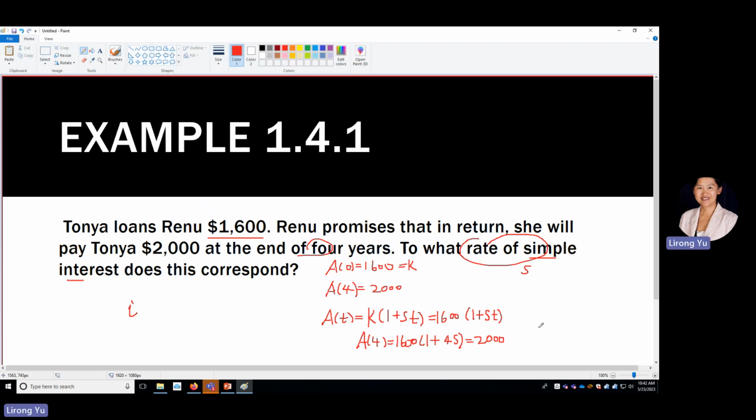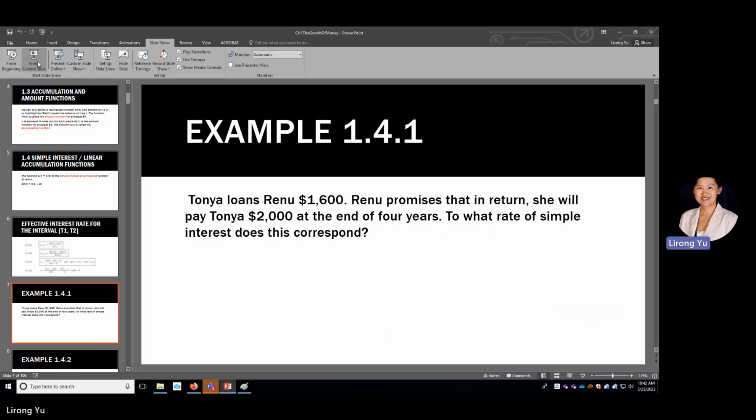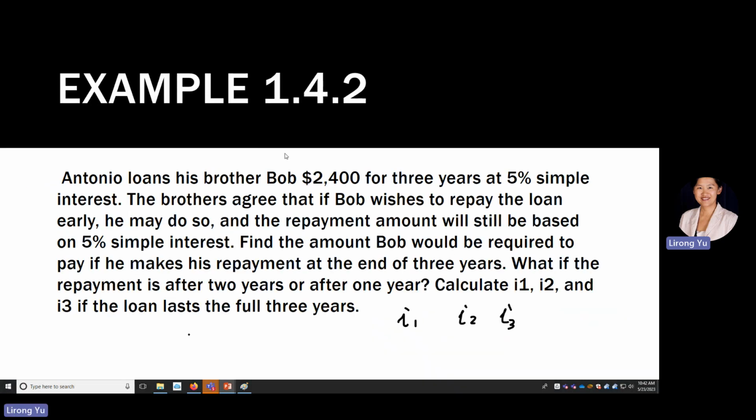All right, solving this equation, we'll be able to find the simple interest rate, which is s. s is equal to 2,000 divided by 1,600, then minus 1. That gives us 4s, then divided by 4. Okay, so once we finish the calculation, we'll be able to find our simple interest rate. That's one example, utilizing the model.